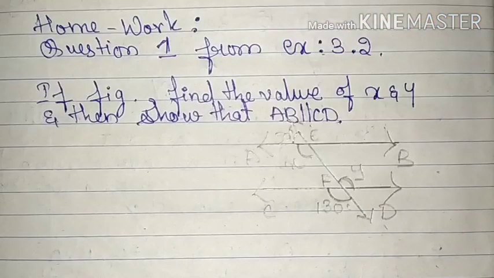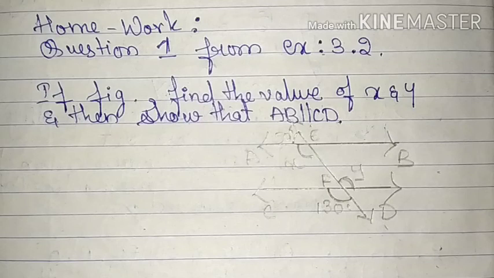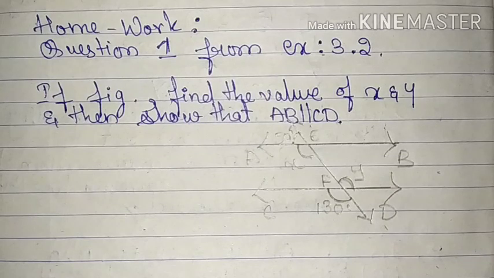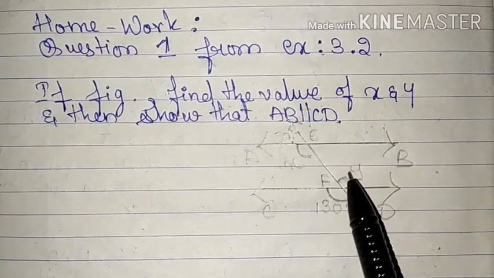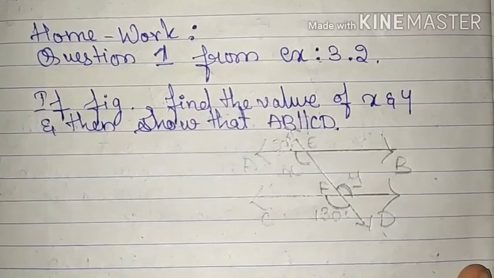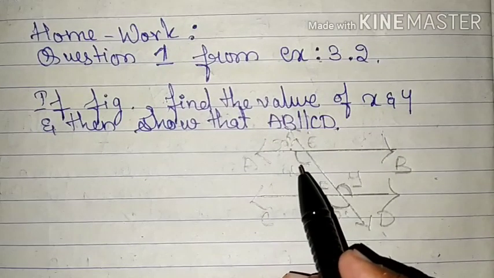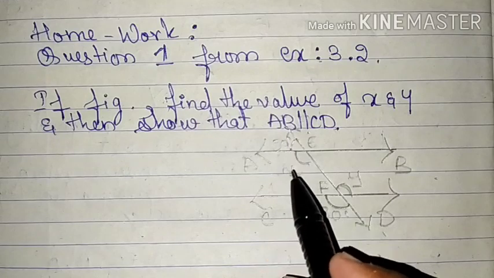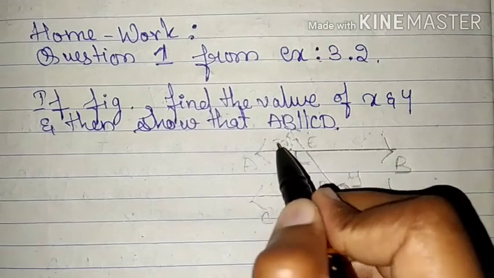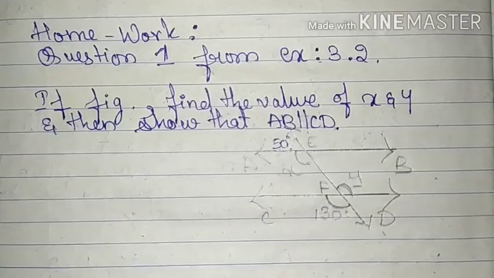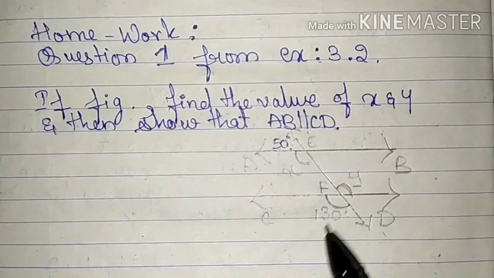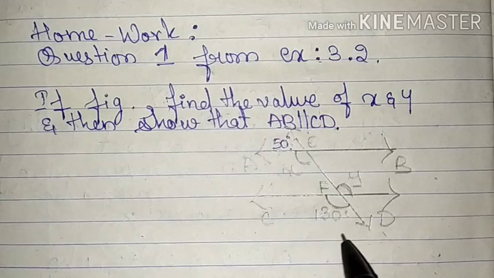For your homework, I am giving you the first main from the exercise 3.2. In the question, in the figure, find the values of angles X and Y. So this is the figure which you can see in the video here. Your job is to first find the values of angles X and Y given the angles on the top here. The angle which is in linear pair with the angle X is equal to 50 degrees, and the angle which is vertically opposite to the angle Y is 130 degrees.